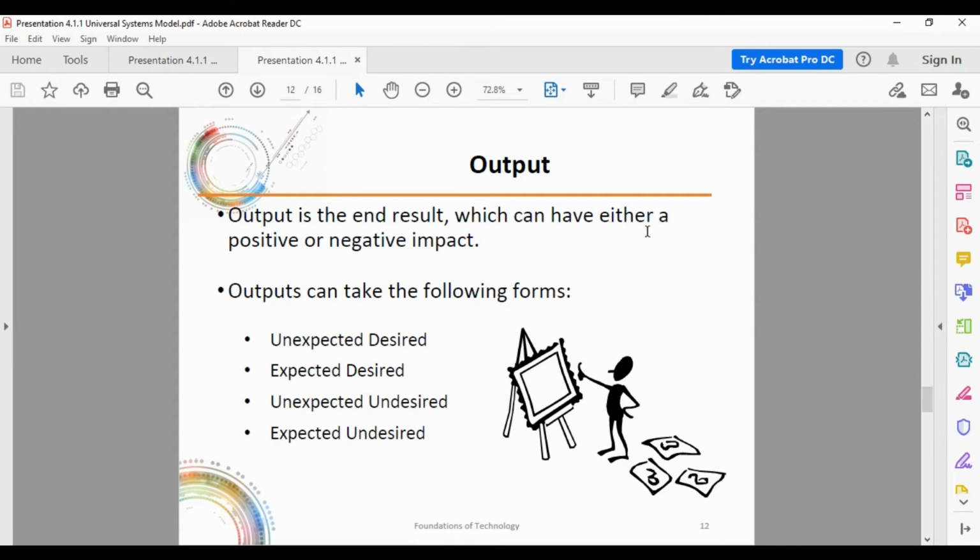Output is the end result, which can have either a positive or a negative impact. Now, it doesn't necessarily mean that it's exclusively positive or negative. You can always have blends based off of what was going on.